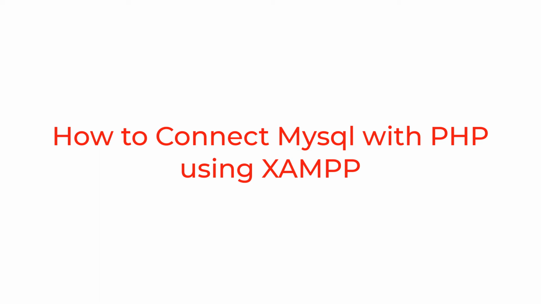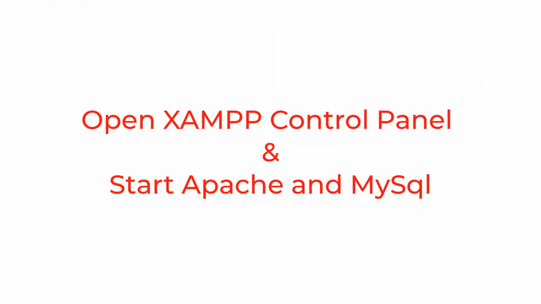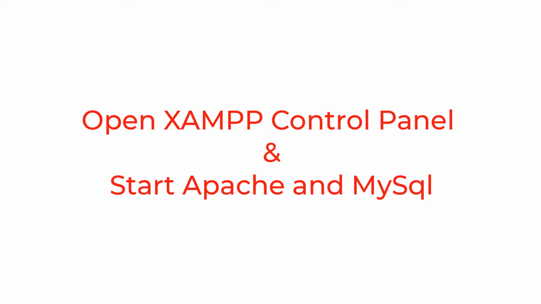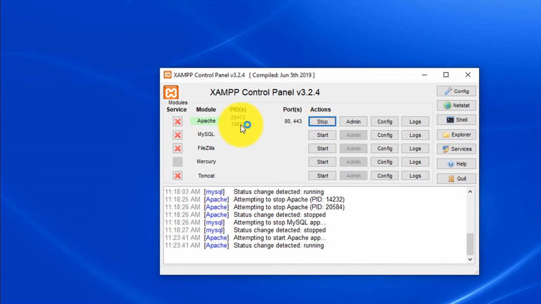Hi guys, in this video I am going to show how you connect MySQL database with PHP. So let's get started. At first, open your XAMPP control panel and start Apache and MySQL. I'm just clicking the start button on Apache and MySQL and you can see that it is running.